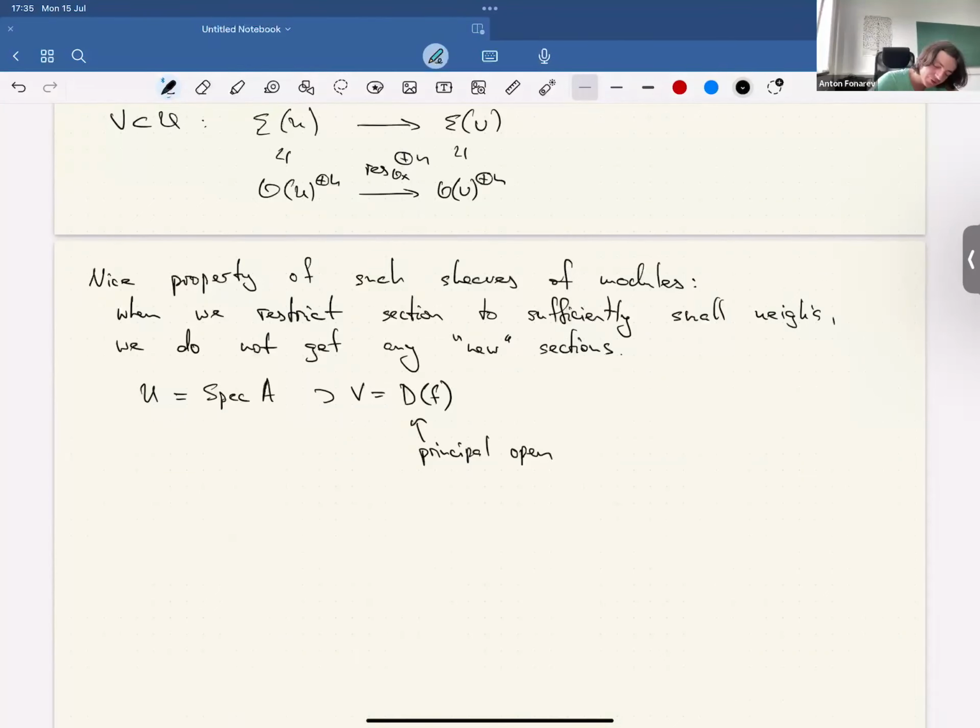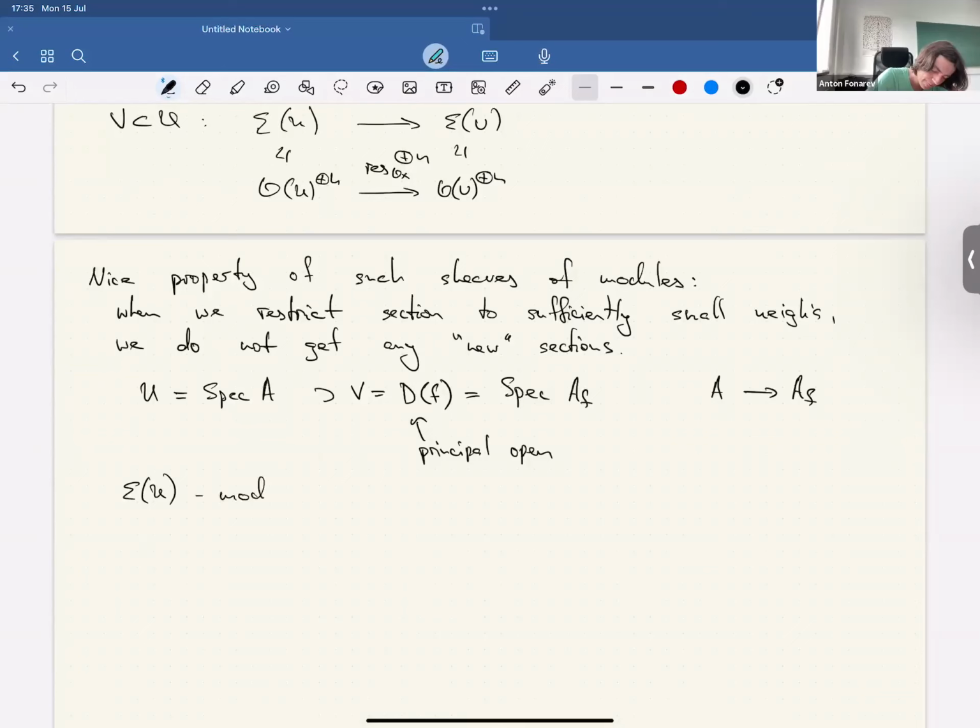And then you learn that this is nothing but spec of A localized in F. And this inclusion corresponds to the natural map, of course: A goes to the localization of A over F. So now if you have a sheaf of modules, what I want is for the sections of these modules, say E of U, here is a module over A, which is the sections OX of U. And in our case, this module is nothing but A to the power n.